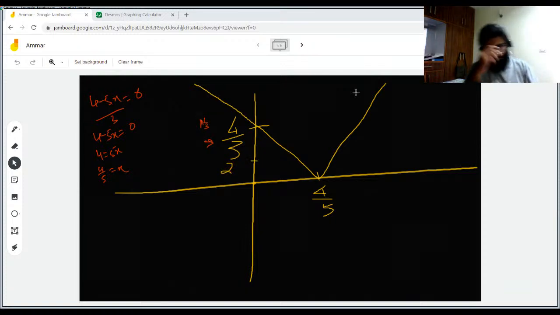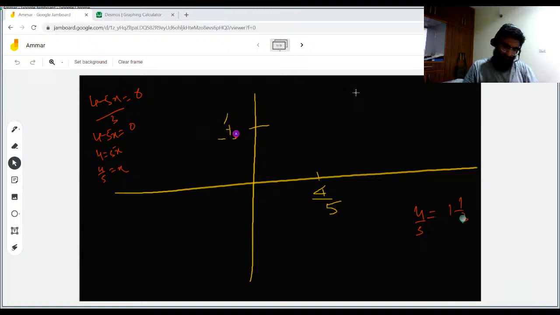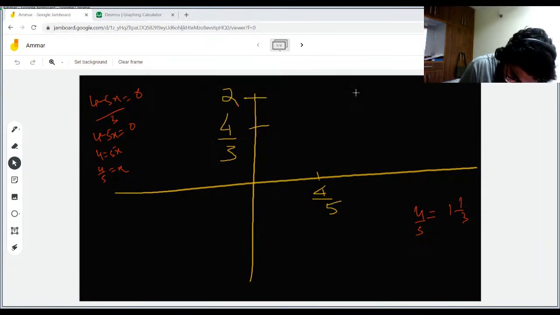So y is equal to 2 would be above it. 4 by 3 is 1 whole 1 by 3, right? Okay, so y is equal to 2 would be somewhere above it. Yes. So I've got this graph, and then it is intersected by this.